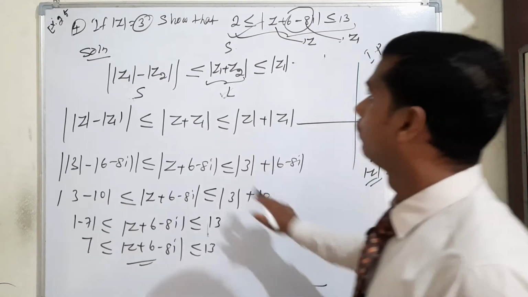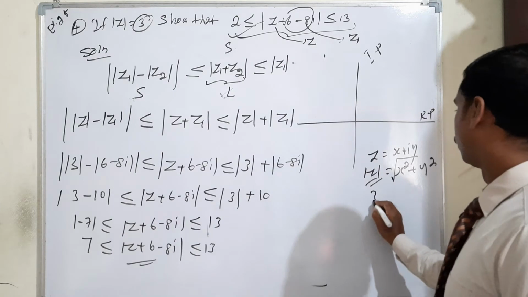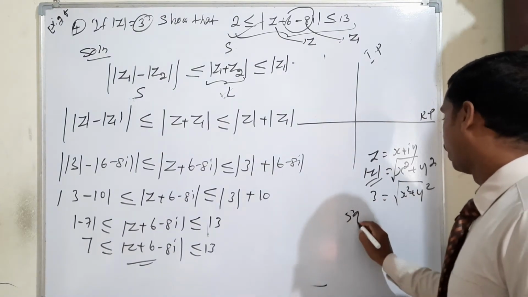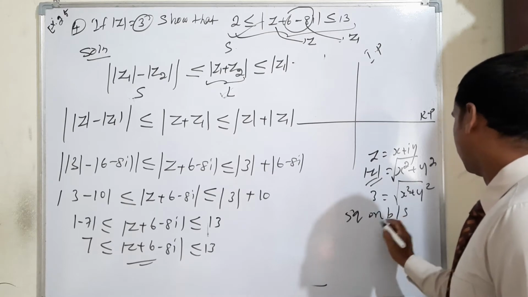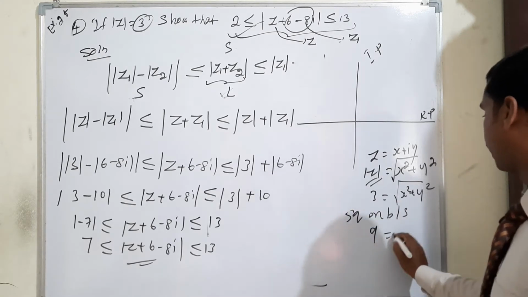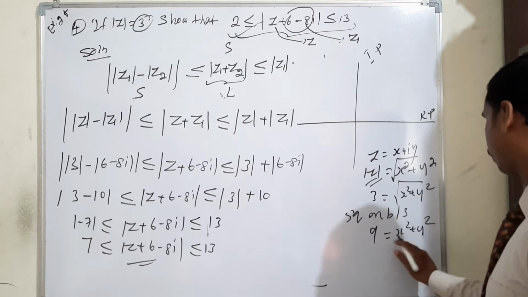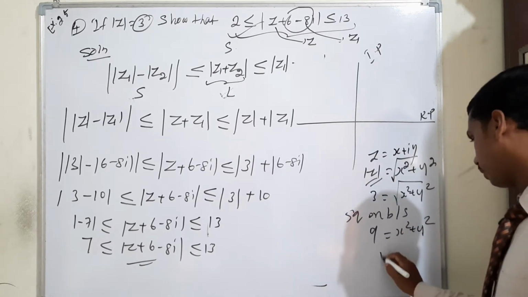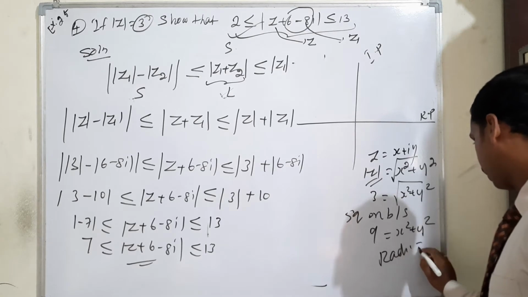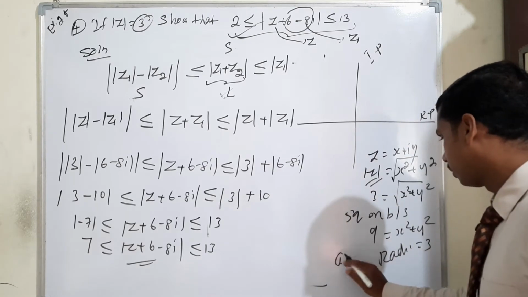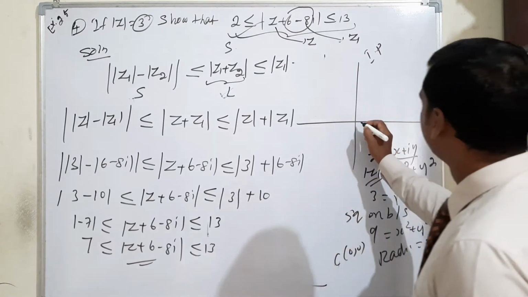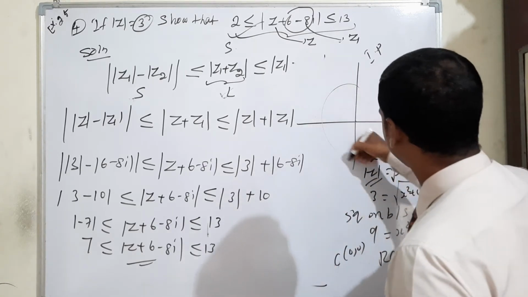Already we know modulus of z is equal to 3. Therefore 3 is equal to square root of x square plus y square. Square on both sides: 3 square means 9 is equal to x square plus y square. From this, definitely the center is 0 comma 0 and the radius will be 3, isn't it? Radius equal to 3, center C at 0 comma 0. So we have to plot.